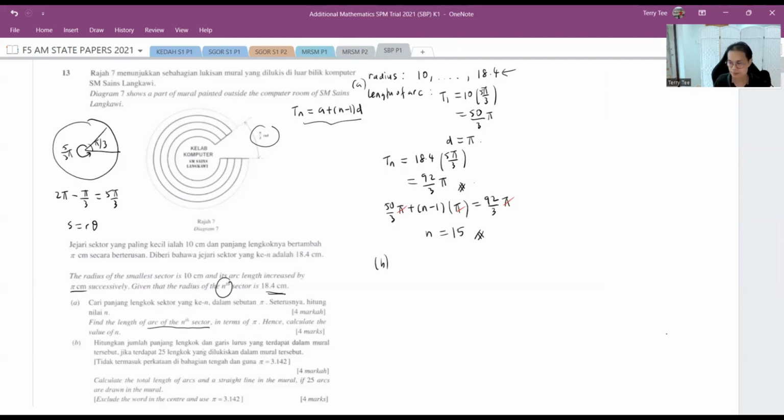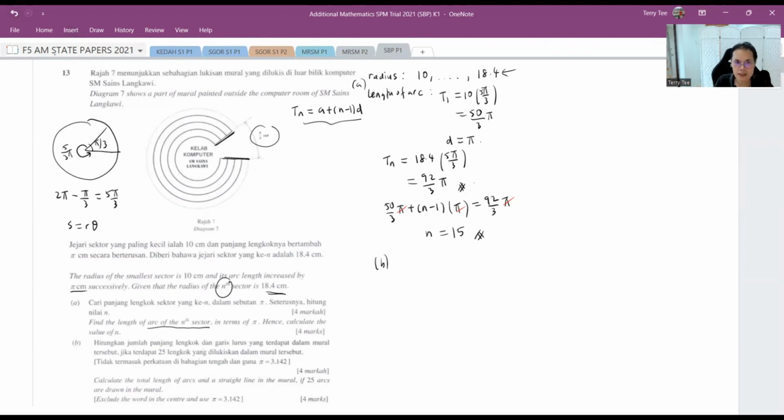Okay, next. You're supposed to calculate the total length of the arc and straight line in the mural if 25 arcs are drawn in the mural. Now we have straight line and we have the length. The straight line will be here, right? And the length is basically the length of all these arcs.